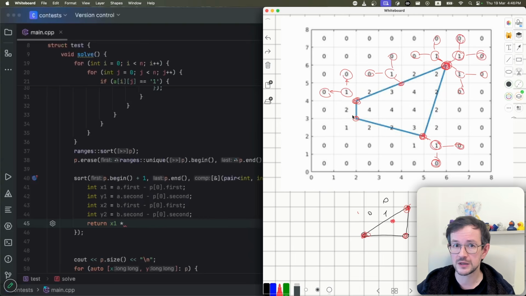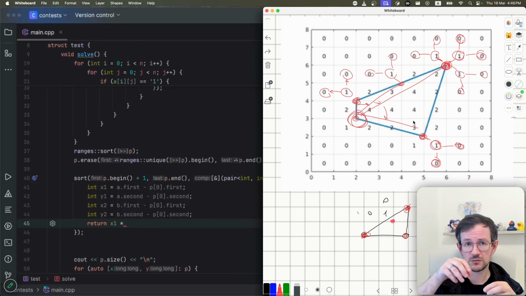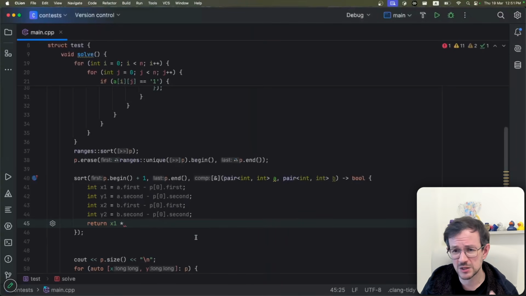So you find the leftmost lowest point, like this point. Then starting from this point, you sort everything by the angle. Normally I would do it counterclockwise, but they asked for clockwise, so I do it in this direction. And then you go in this order with a stack and remove the points which have a different direction. That's what I'm basically doing here.